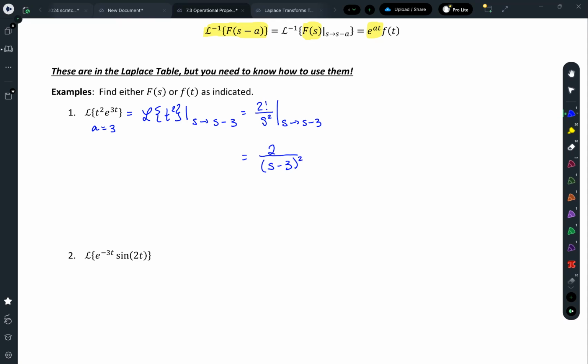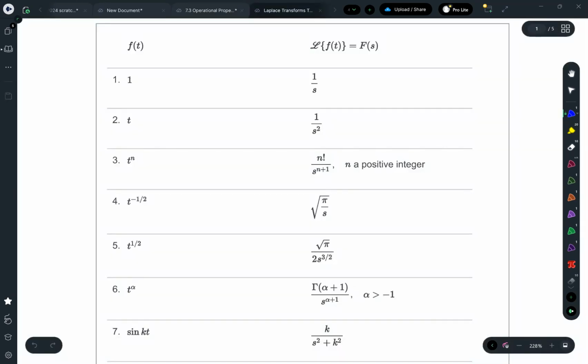And so we finally do that evaluation, and our final answer will be 2 over, in quantity, s minus 3 all squared. Okay, so this Laplace of t squared, just to remind you, we have this Laplace transform table that's in the back of the book. I was just using the third one there. And I'm going to reference this table several times throughout this lecture, and that's why I have it open so that we can learn how to use it together.